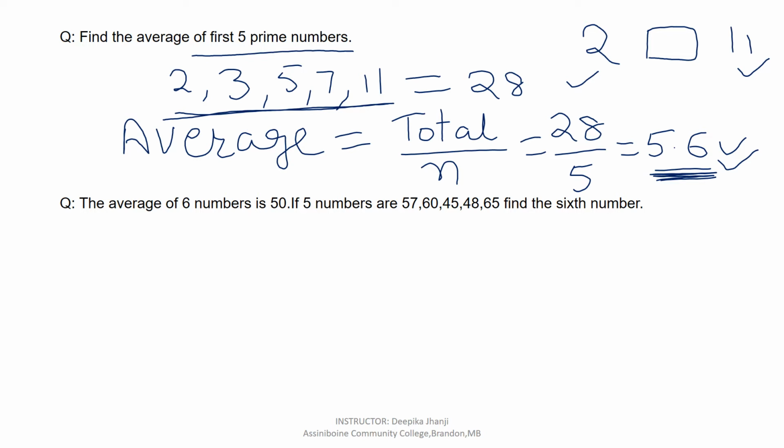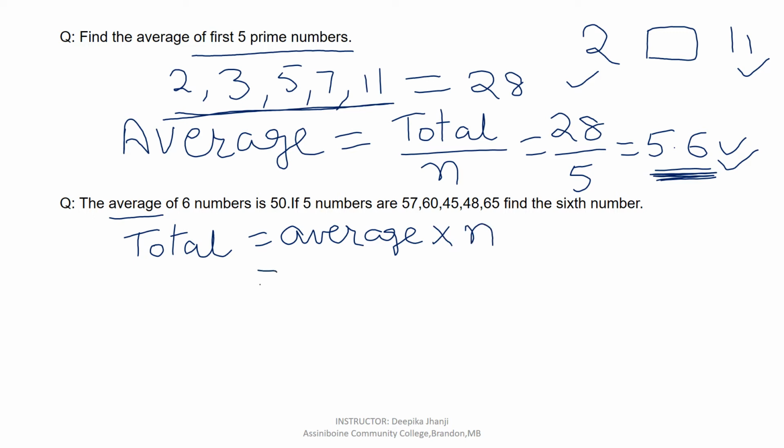When average is given, you can calculate the total. Total is average times the number, right? Which is n. So average is 50 here. 50 times, because we have 6 numbers, so the total of 6 numbers is 300.